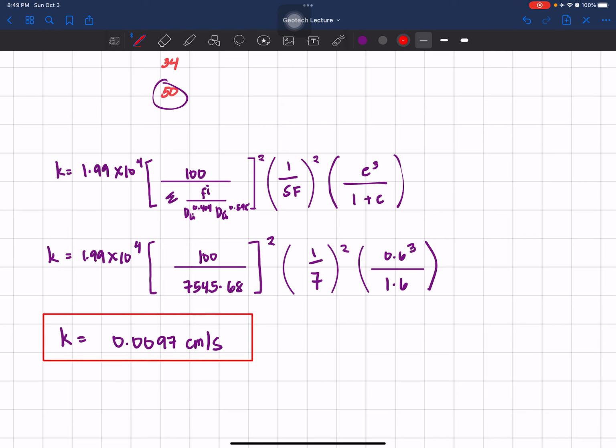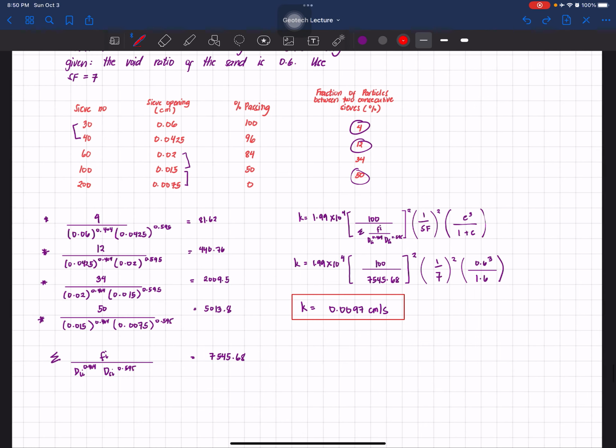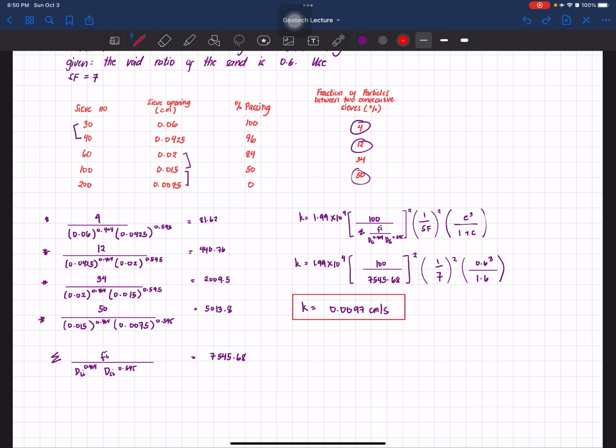So, medyo matrabaho lang siya, guys, because of this term na yan. Kasi you have to get the fraction. Ganun, mga ganun pa, no? Summation of the fraction. Okay, the ratio of the fraction with the product of the sieve diameter. Okay? So, yun, guys, yung gagawin natin. Okay. So, ganun lang naman, guys.